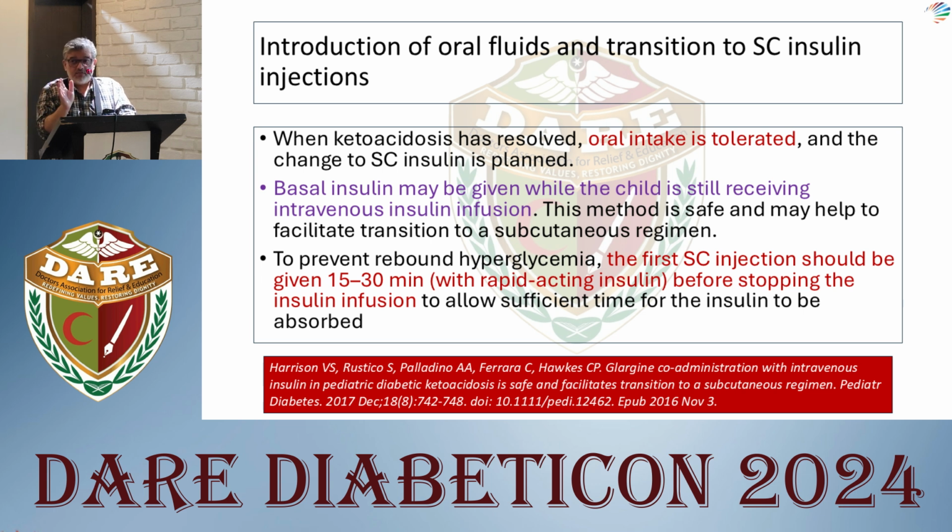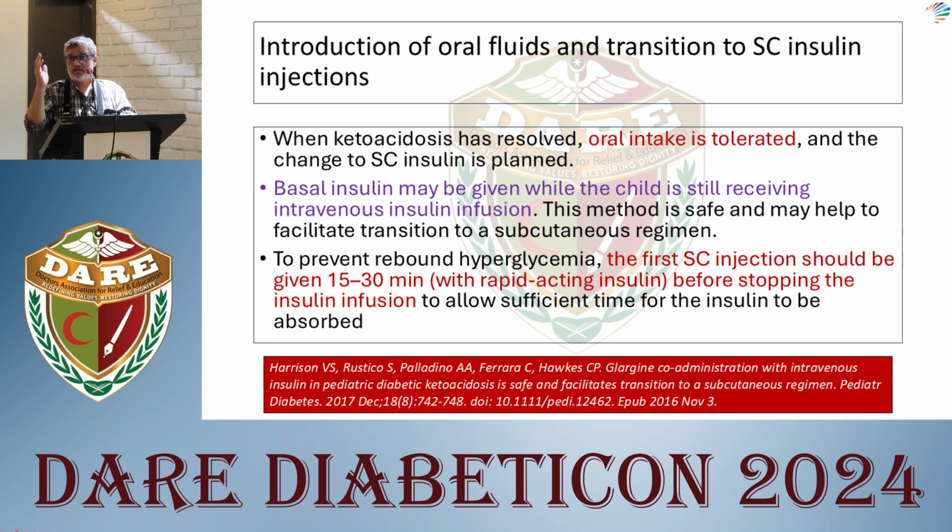Once your sugar is less than 150, you will start 10%. So you keep playing between these three bottles all the time. Every one hour check sugar, every one hour decide this bottle or this bottle or this bottle. Sugar less than 150, 10% dextrose; 150 to 300, 5% dextrose; more than 300, plain saline.